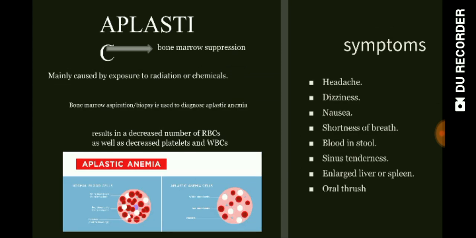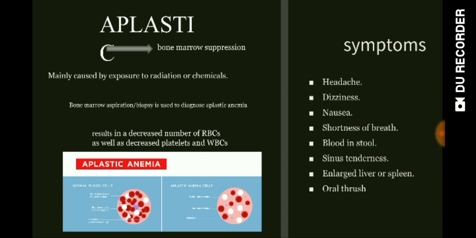Aplastic anemia results from bone marrow suppression. It's mainly caused by exposure to radiation or chemicals, and the symptoms include most of the other symptoms, but can also include blood in the stool, sinus tenderness, enlarged liver or spleen, and oral thrush. We look for this by doing a bone marrow aspiration or biopsy.